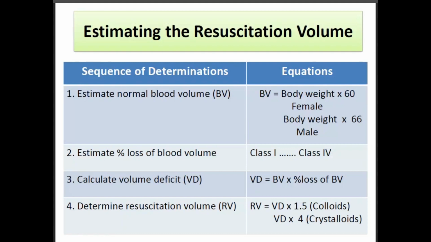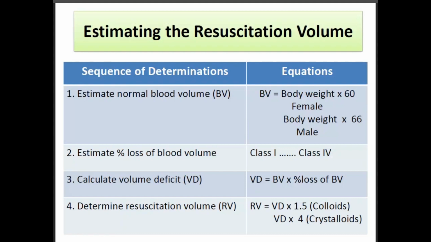We already spoke about the maintenance. You remember the 4-2-1 rule. Now the resuscitation volume. The resuscitation volume, whatever is lost, simply you need to replace it. So the general rule: if you lose blood, replace with blood. If you lose another type of fluid, replace with that type of fluid. But this schedule, especially in shock, is very important.